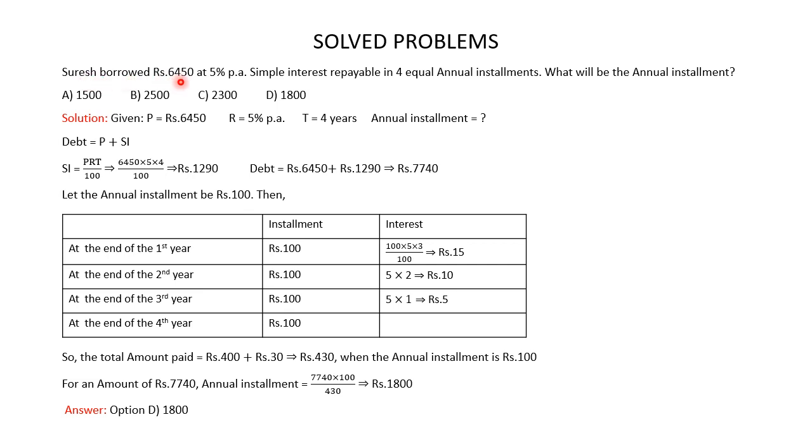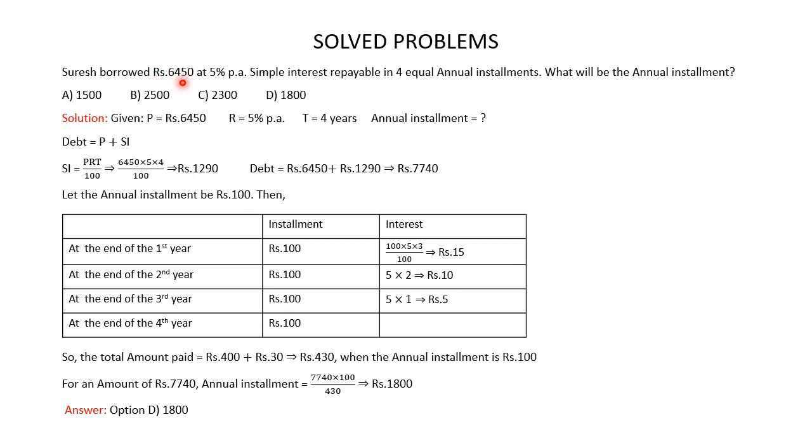Suresh borrowed rupees 6,450 at 5% per annum simple interest, repayable in 4 equal annual installments. What will be the annual installment? Here you are given 4 options and you have to find out which of these options is the correct one.